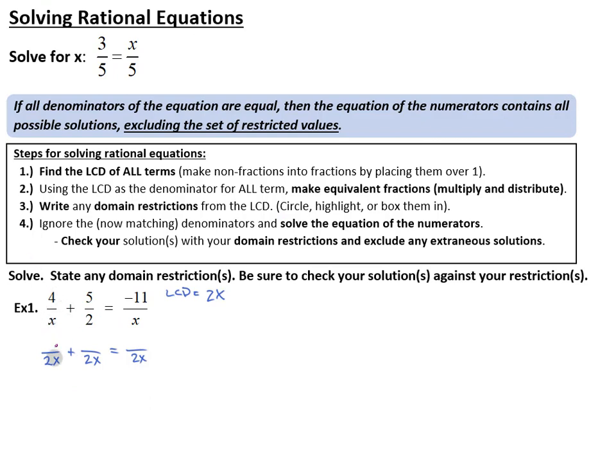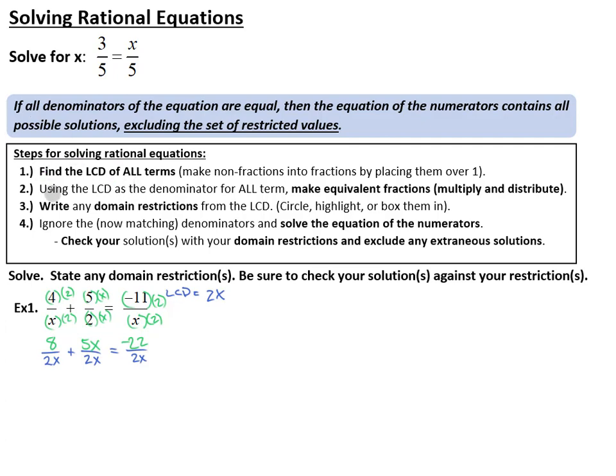Okay, this fraction has the x, but it's missing 2. So we multiply top and bottom by 2. And up top, it says go ahead and multiply in this step. 4 times 2 is 8. Our second fraction has the 2, but it's missing x. So we'll multiply top and bottom by x. And 5 times x gives us 5x. And our last fraction has the x. It doesn't have 2. So we'll go ahead and multiply top and bottom by 2. Negative 11 times 2 is negative 22.